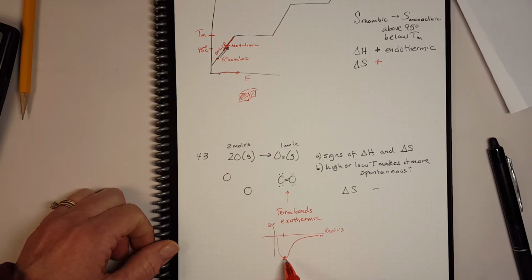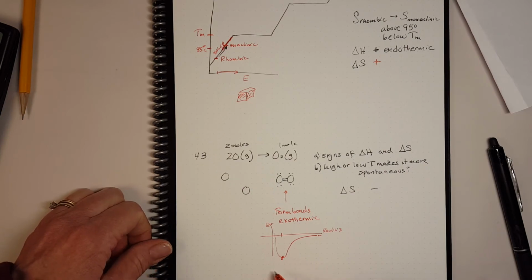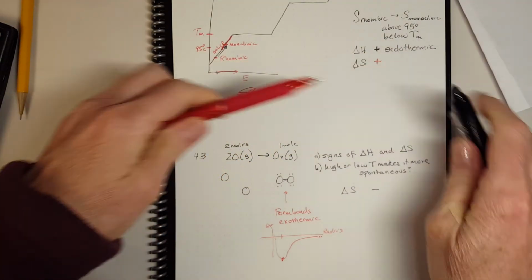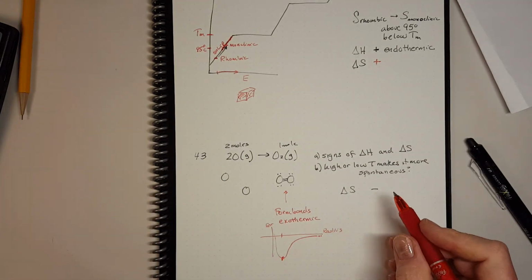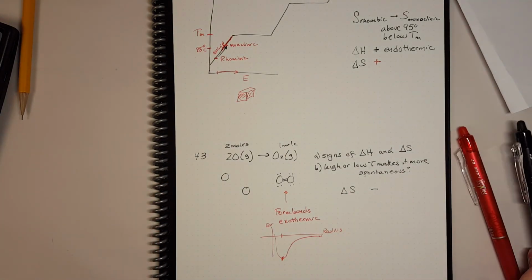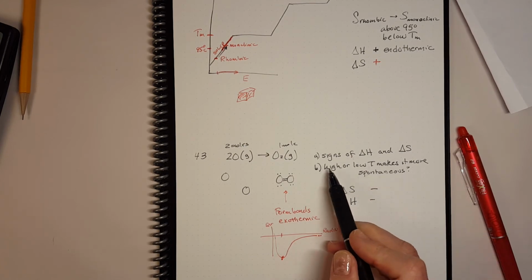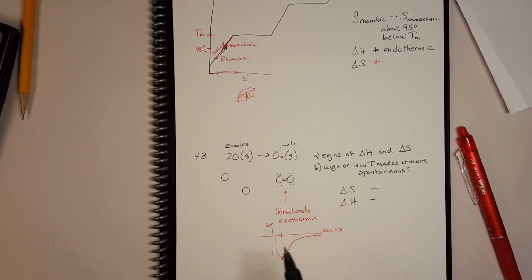And you can rationalize that because in order to break a bond, you have to put the energy in. Remember, we talk about breaking a bond, right? So breaking a bond is endothermic. Forming a bond is exothermic. And so we have delta H is negative. And then it says, at high or low temperatures, is it more spontaneous?